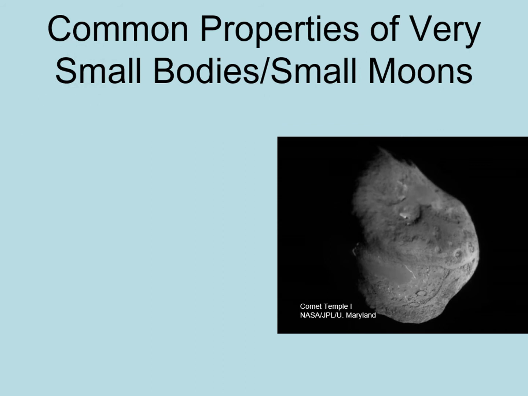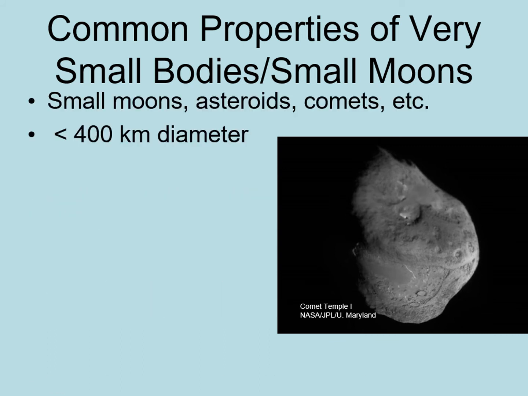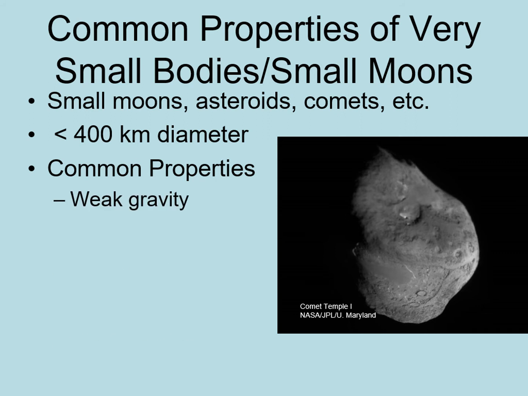The vast majority of small bodies orbiting the Sun and planets are much less than 400 kilometers across, putting them in the categories of very small bodies or small moons. Most of the things that these very small bodies and small moons have in common relate to the fact that they have very weak gravitational pulls due to their very small masses. The first property is the one we're using to define very small bodies, irregular shape. As we just saw, if gravity is weaker than the material, the body won't become spherical.